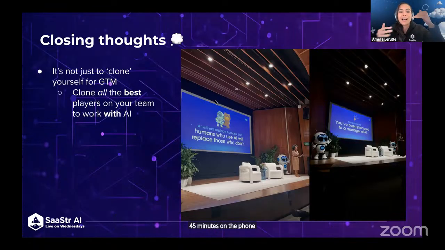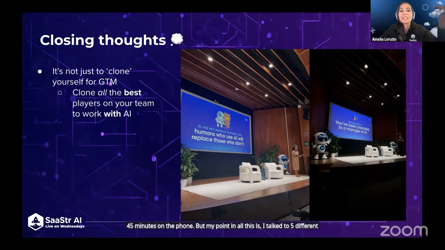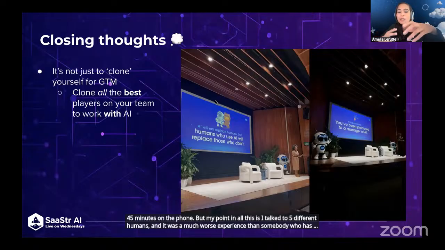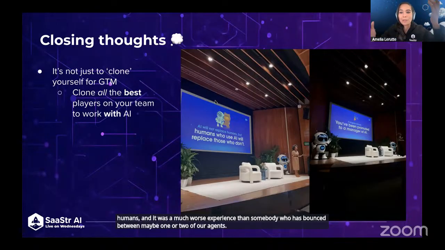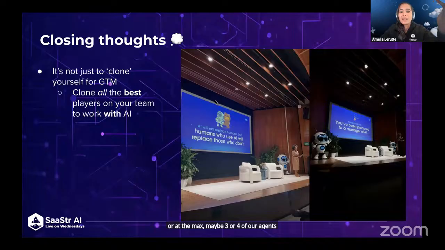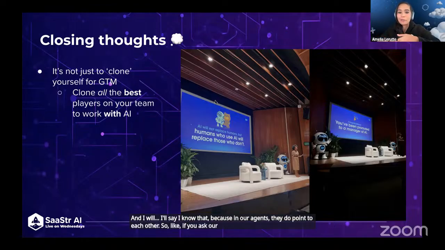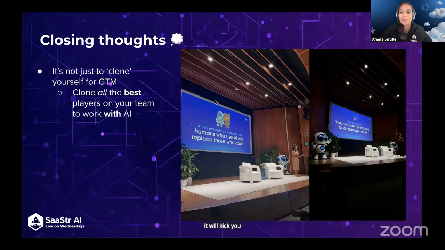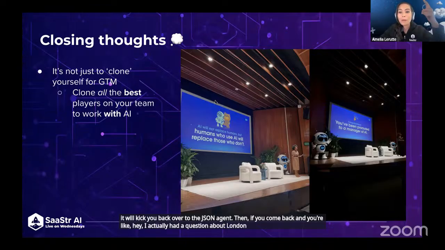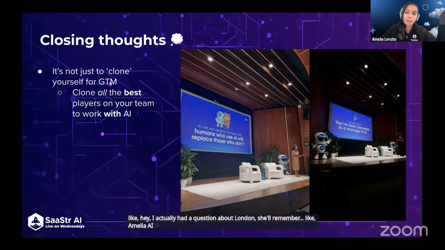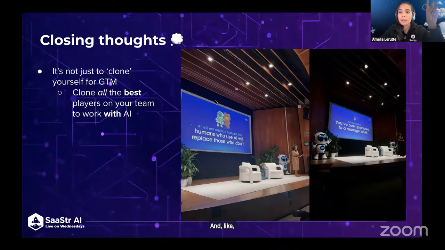But my point in all this is I talked to 5 different humans, and it was a much worse experience than somebody who has bounced between maybe 1 or 2 of our agents, or at the max, maybe 3 or 4 of our agents. And I know that because our agents do point to each other. So if you ask our Amelia AI right now for SaaS advice or how to hire a VP of sales, it will kick you back over to the Jason agent. Then if you come back and you're like, hey, I actually had a question about Linden, Amelia AI will remember that she kicked you out to the Jason agent and just pick up on that conversation.